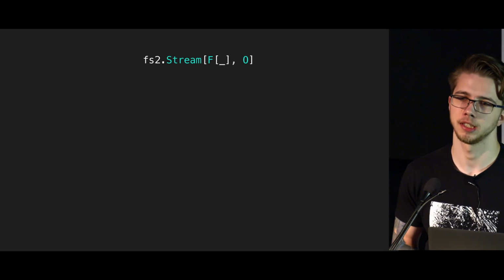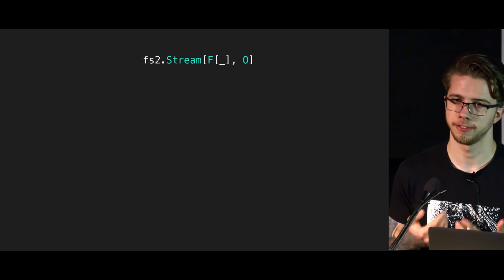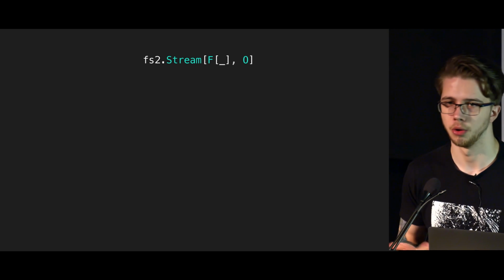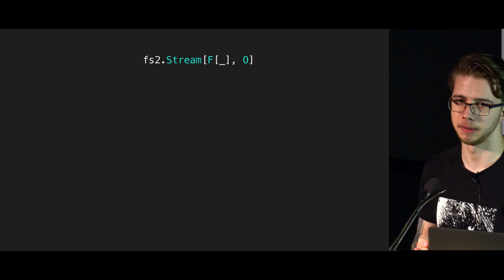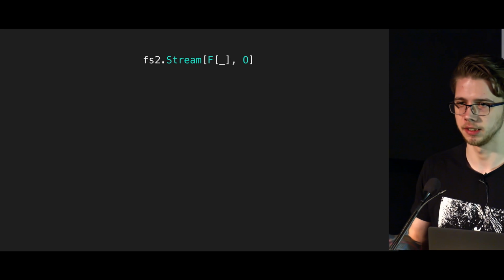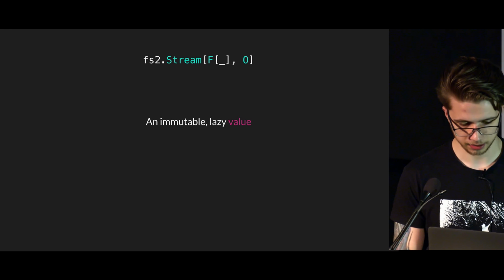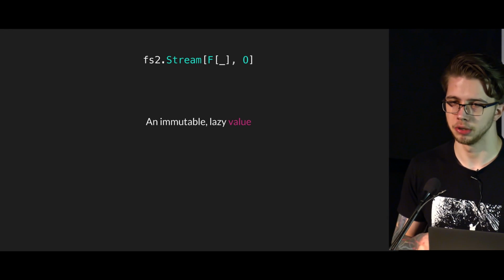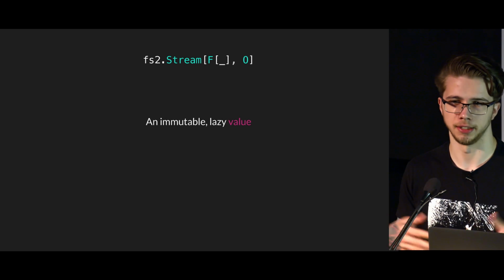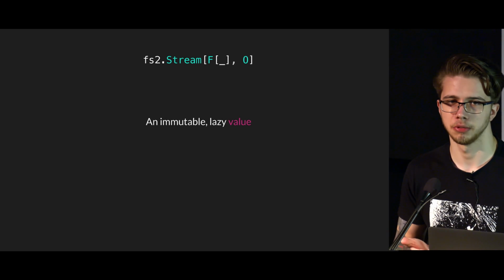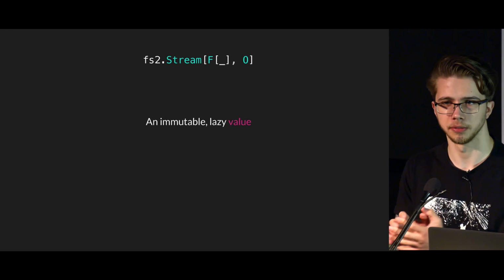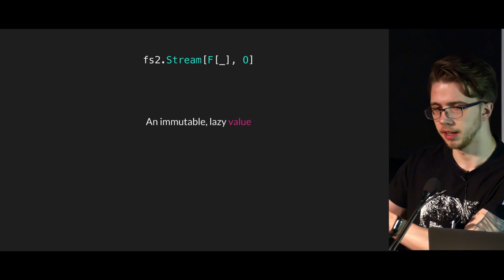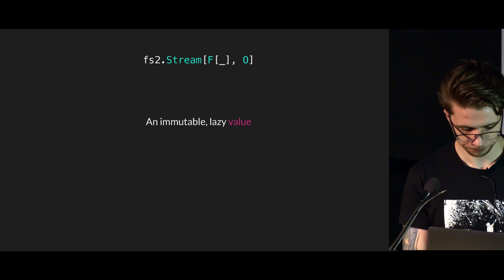There's a higher-kinded type F, which represents the effects that will happen in our stream. And there's a normal type parameter, O, which is the type of elements which will be produced or emitted by that stream. And a stream is an immutable lazy value, which means that when you create it, it doesn't do any effects, actually. It will only happen when you compile the stream to some sort of effect that you can then run, and that will actually execute all the magic that you want to run.